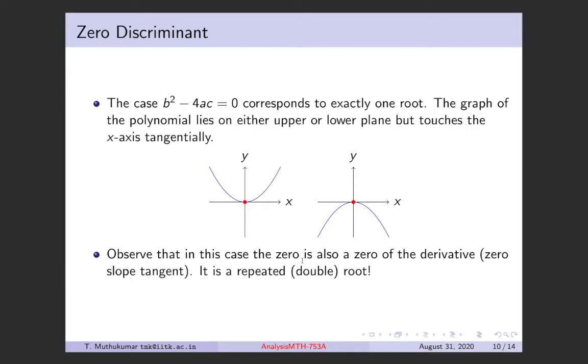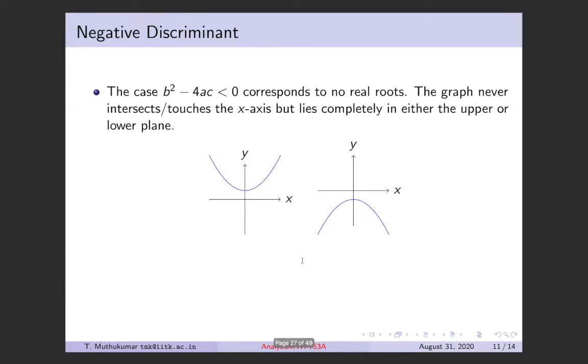And then the third possibility is the negative discriminant, which basically means b squared minus 4ac is negative. This precisely corresponds to the situation where the graph of the function never touches the x-axis, right? Which means there is no root. There are no roots, so there is no zero to this polynomial.